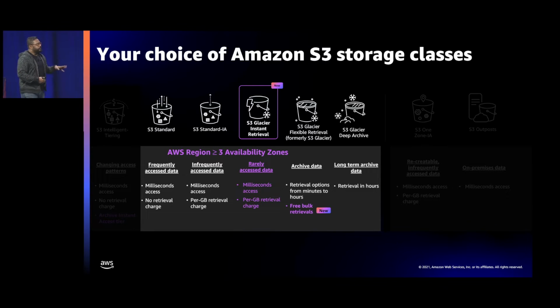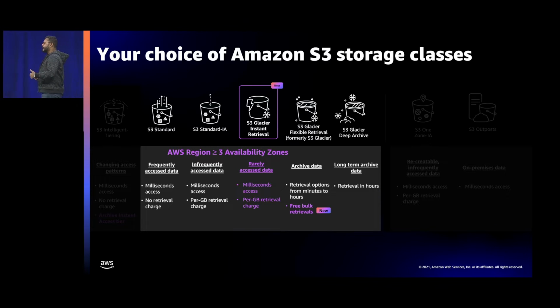We start with S3 Standard, which is our default storage class. When your objects get older and you think they won't be accessed as often, you can move them with S3 Lifecycle to S3 Standard infrequent access. Earlier this week, we launched a new storage class. We are calling it S3 Glacier Instant Retrieval.